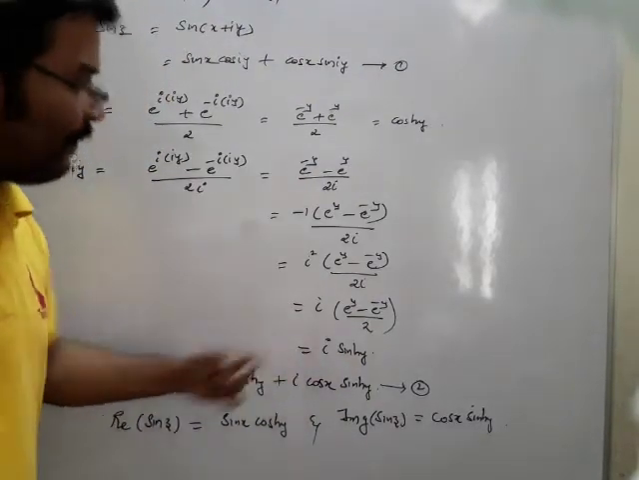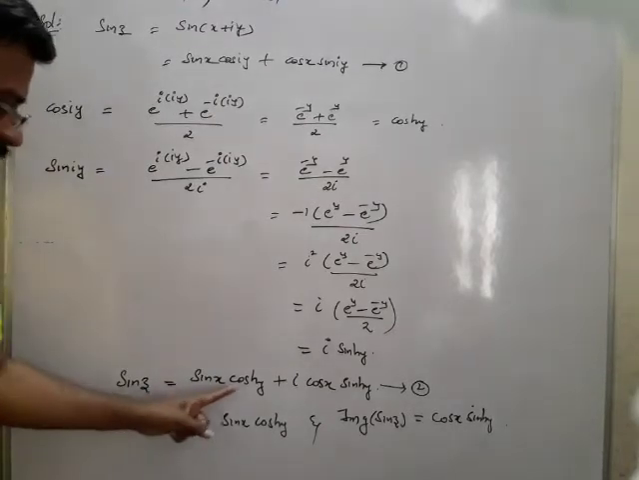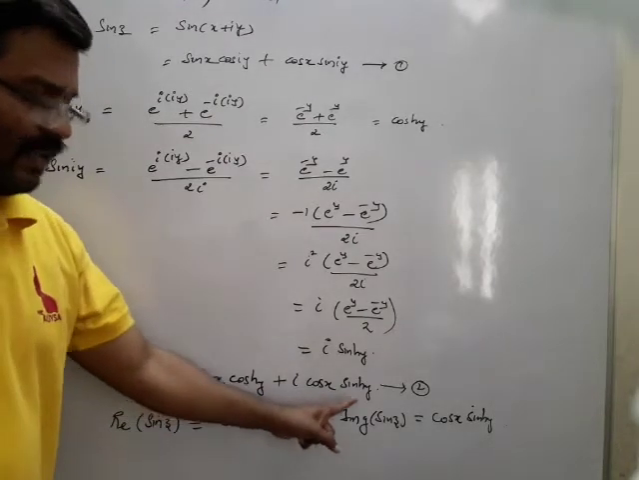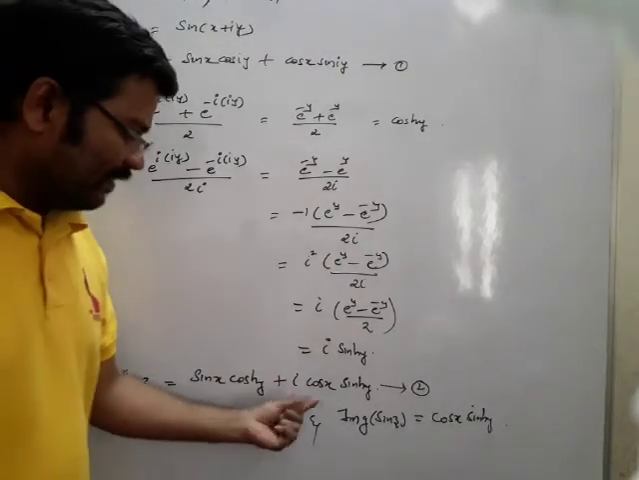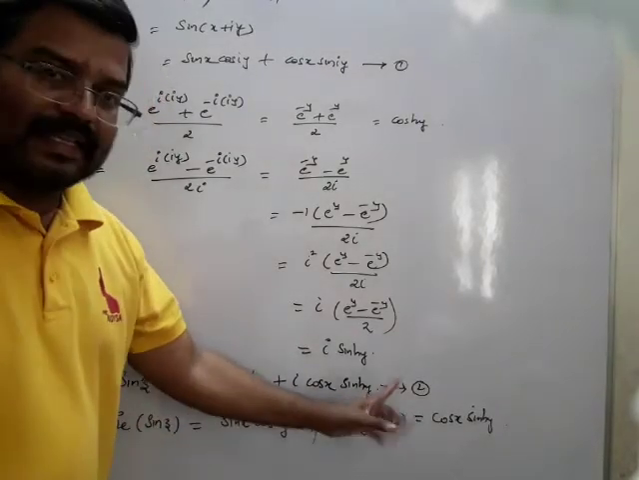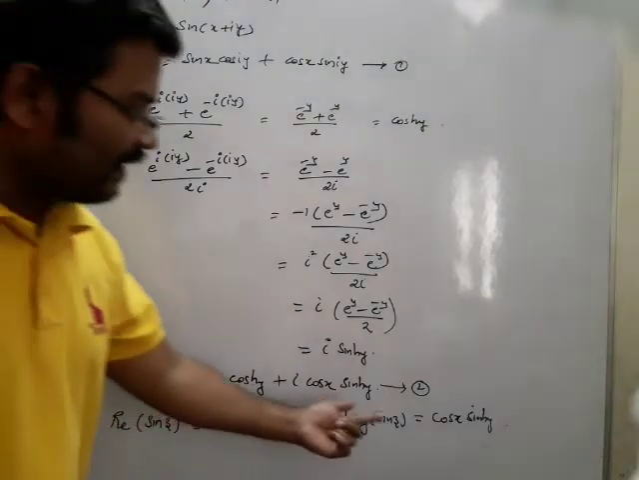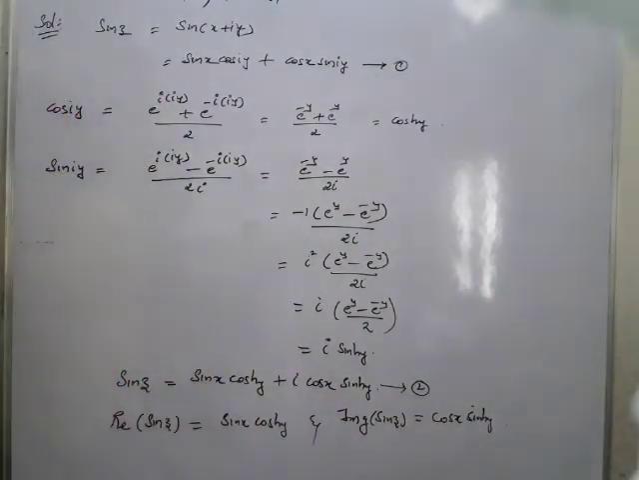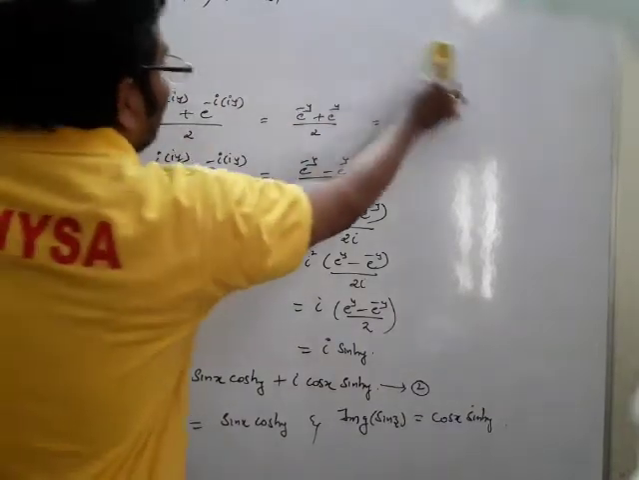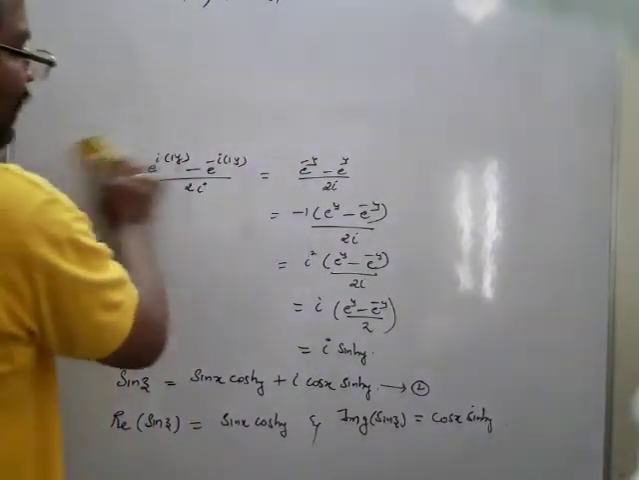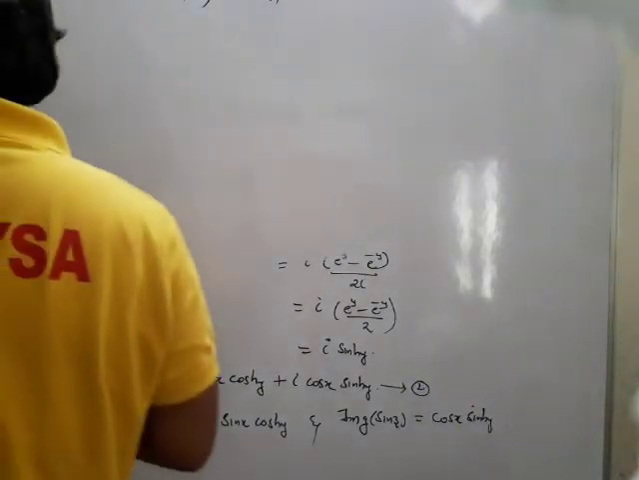Now this value and this value will be substituted in this. So you will get sin x cos hy plus i cos x sin hy. Sin x cos hy plus i into cos x sin hy, you have to remember this forever. Now this is the real part and this is the imaginary part.